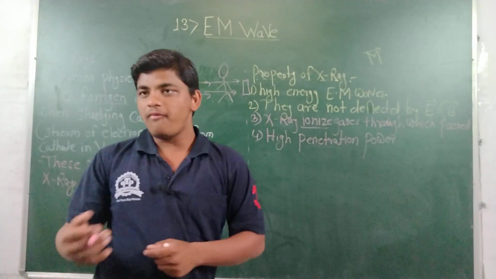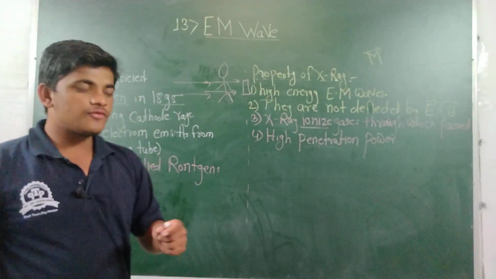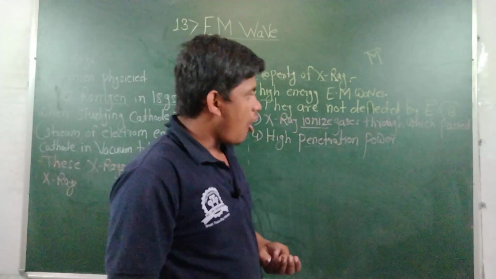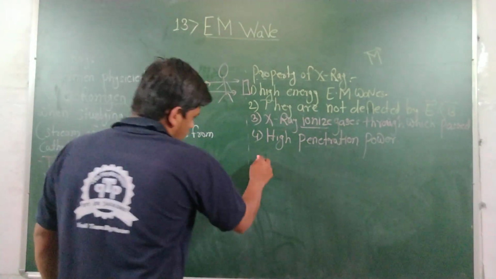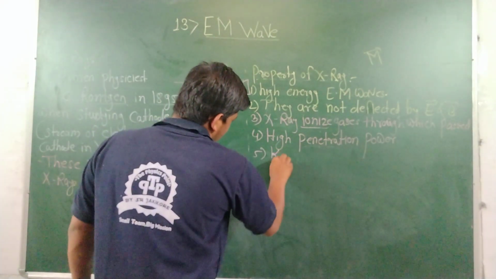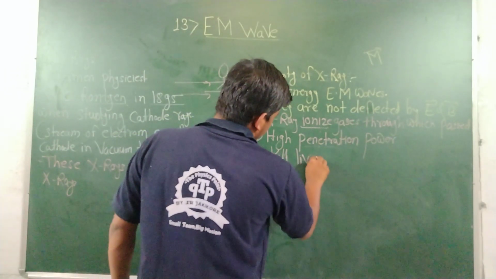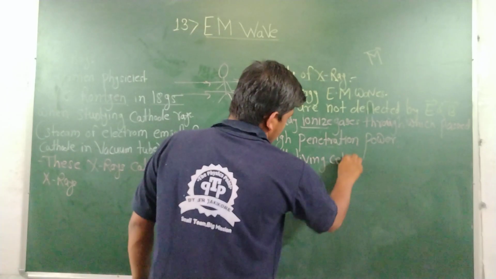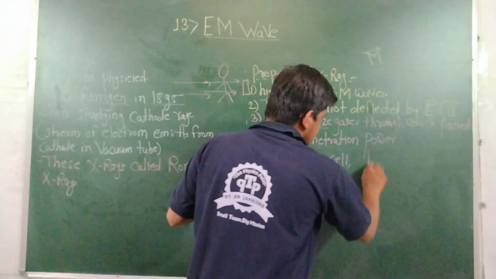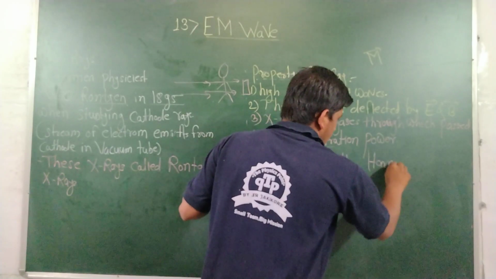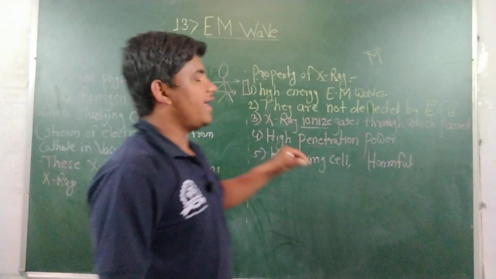This is the fourth property: they kill living organisms. If we take an overdose of these X-rays, they are mostly harmful. They kill living cells, and when we use an overdose, then they are harmful. This is all about the properties of X-rays.